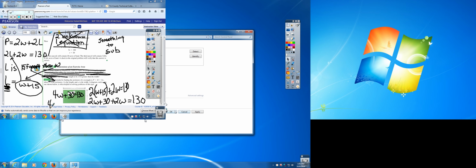4W is equal to what? How about 100? And then W is equal to what? If W is equal to 25, what's the length equal to? Huh? Length is equal to 40. How do you get rid of positive 30? Never mind, I see it. That's a test question. That's probably the only test question you'll have out of this section.